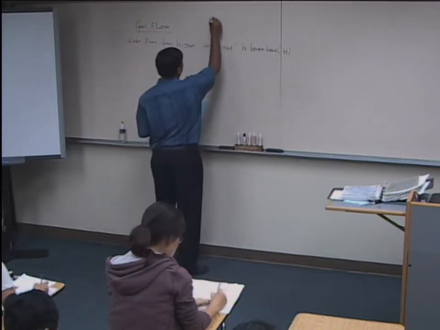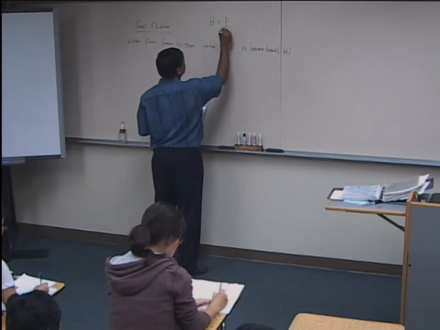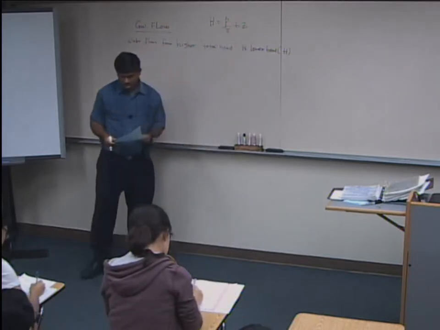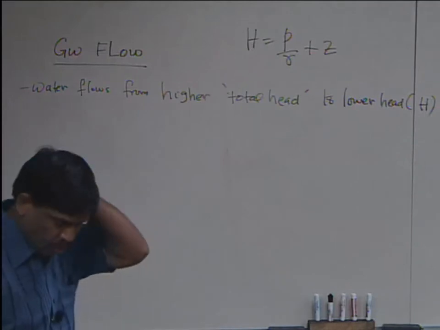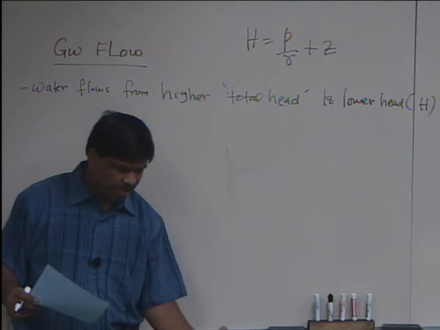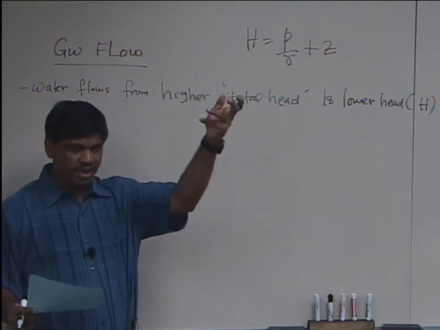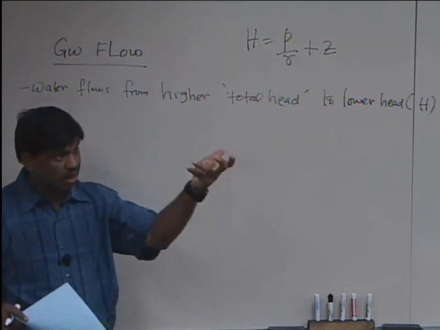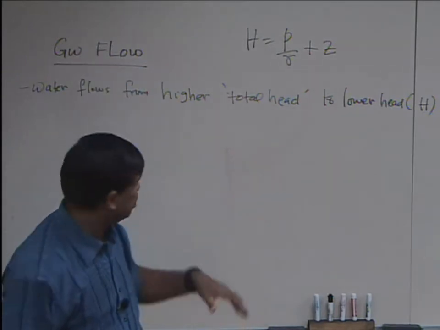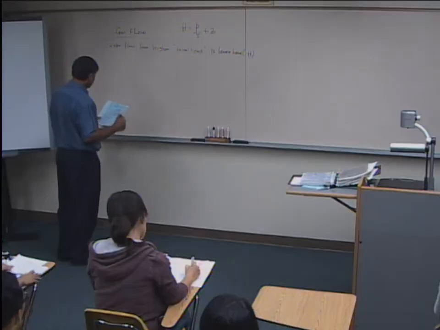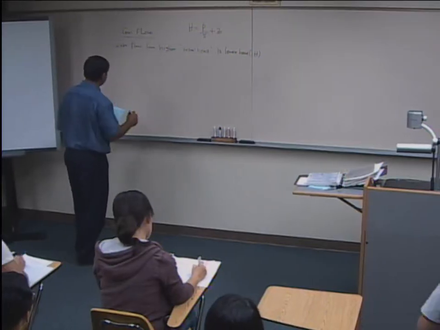Okay? And head is always P by gamma plus z, the pressure component and the elevation component. Remember, all the complicated things we did last time: if I take a parcel of water and lift it up, I created head. And then I pressurized that control volume, I created more head, actually. So it's a function of both. Okay? So with that in mind, let me draw a few pictures.